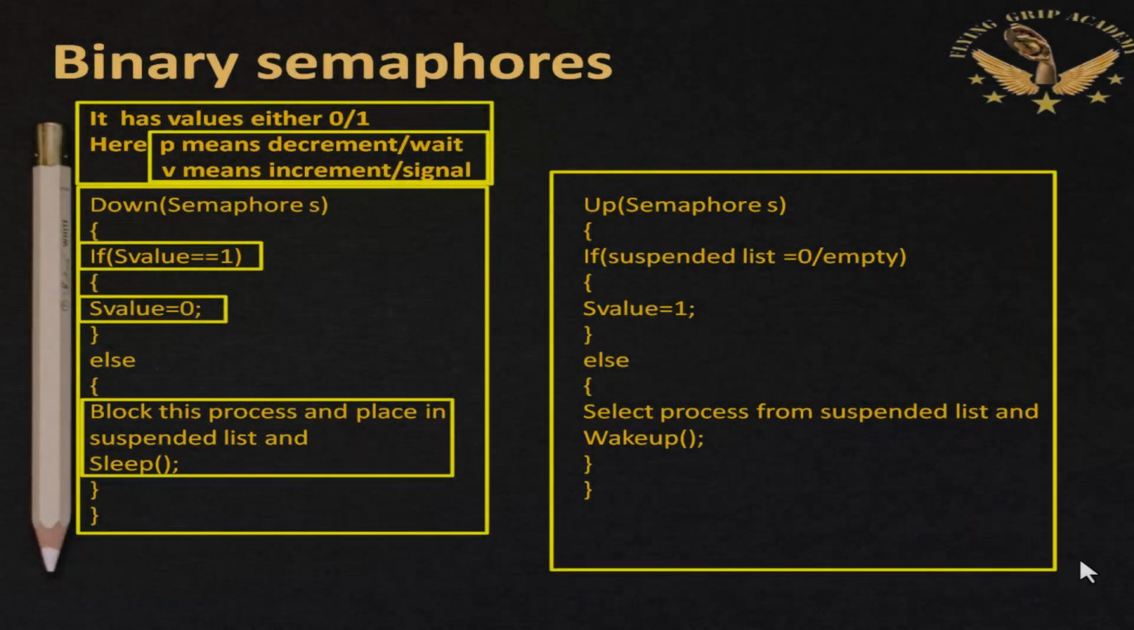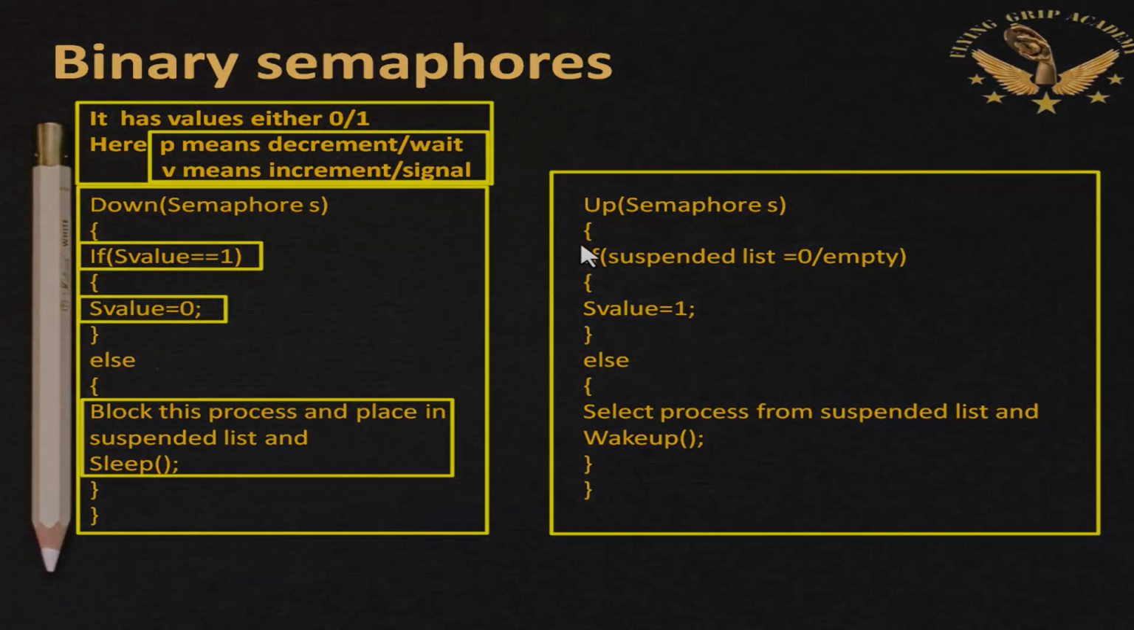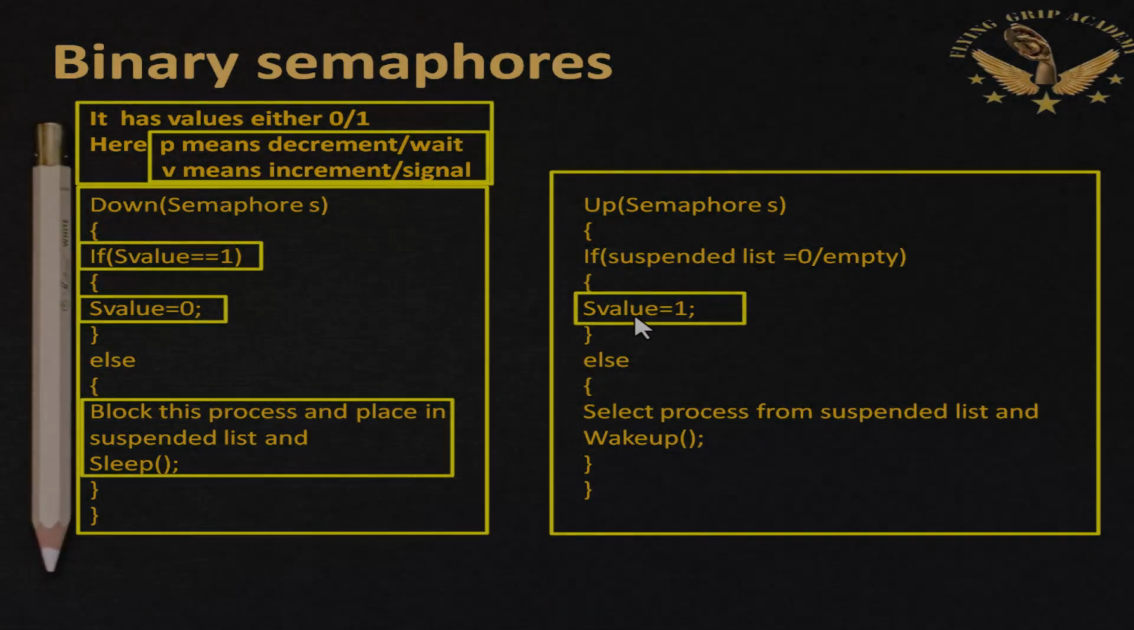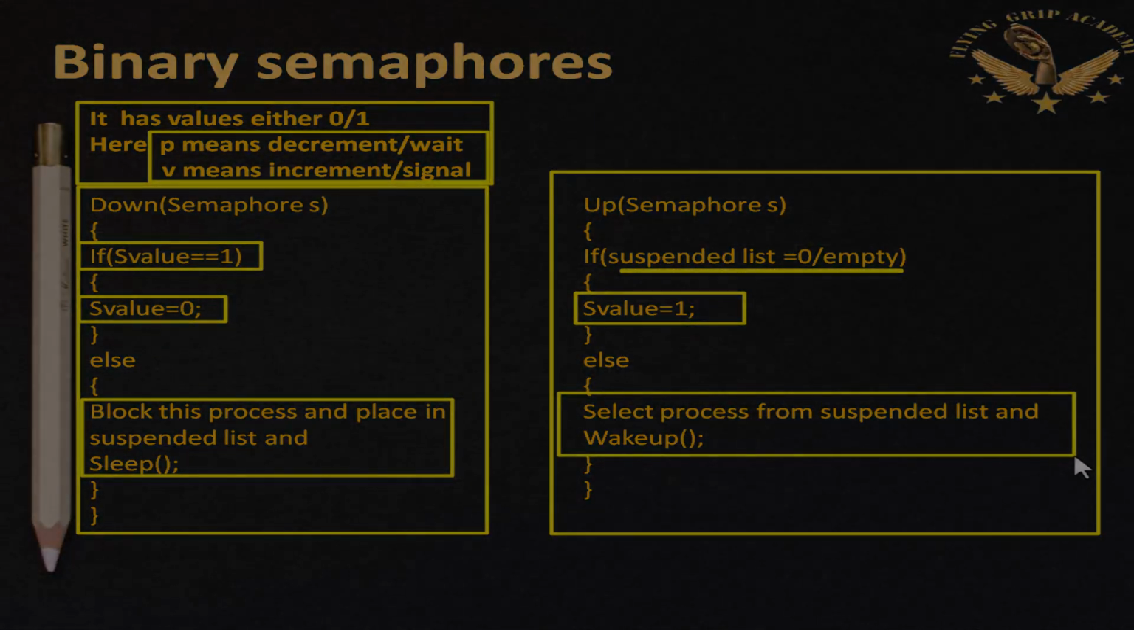Similarly, up semaphore: it is going to check if the suspended list is 0 or empty. Then make the value 1. So check whether the suspended list is either 0 or empty, then make the value 1. Otherwise, it is going to wake up the process.